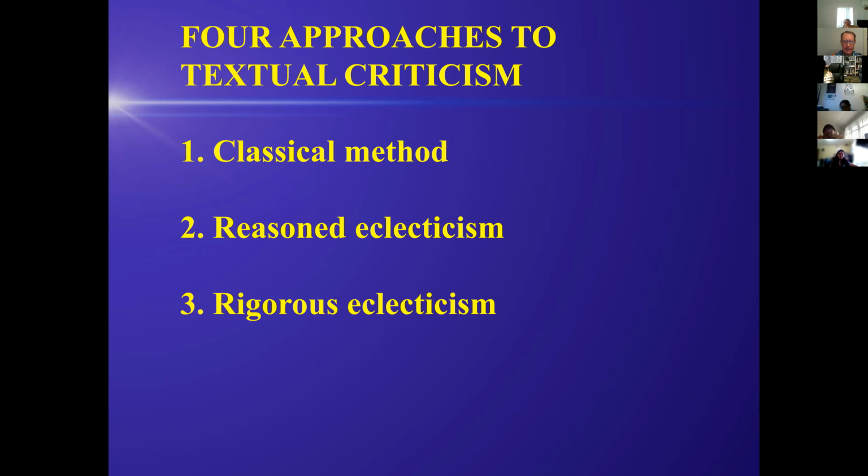There is rigorous eclecticism, and this method relies almost entirely on internal evidence and basically ignores the manuscripts. And the fourth method is called the majority text method. This method basically counts the number of manuscripts that have a certain reading. However, you could count 1,000 manuscripts that have a bad reading, and maybe the right reading is only in a few. So, like I said before, it's quality, not quantity, that is the most important thing.